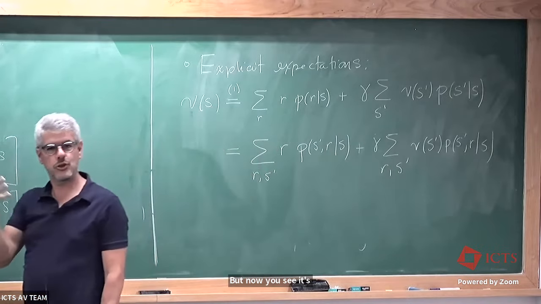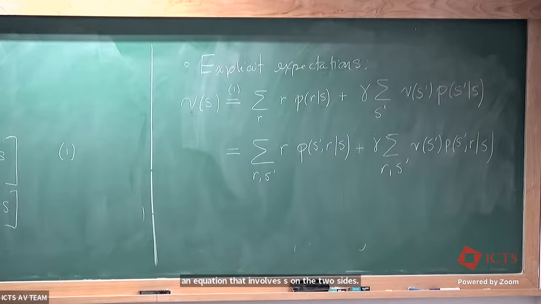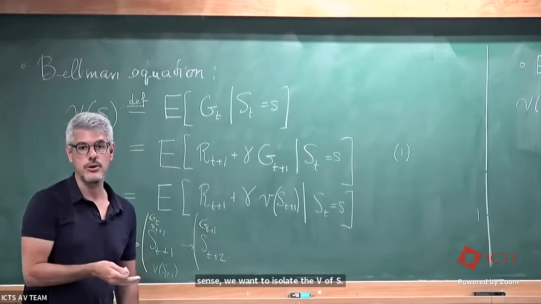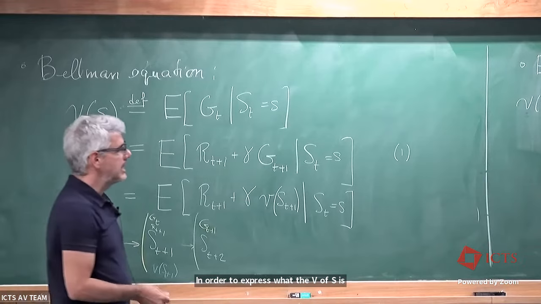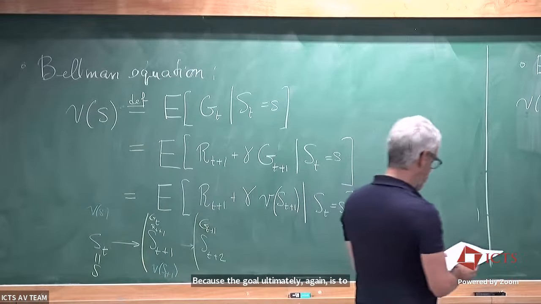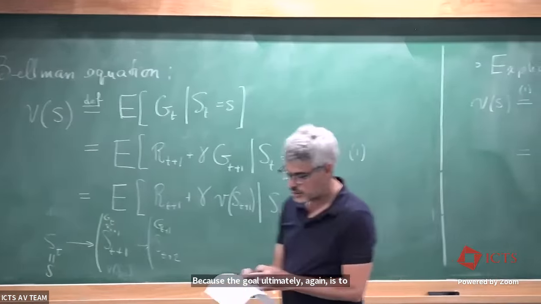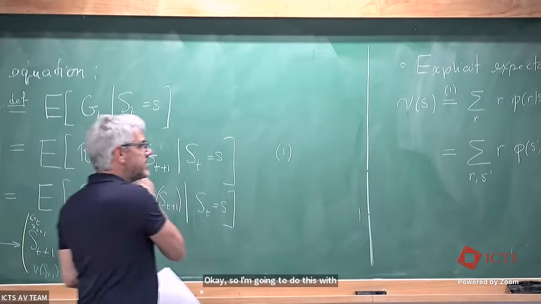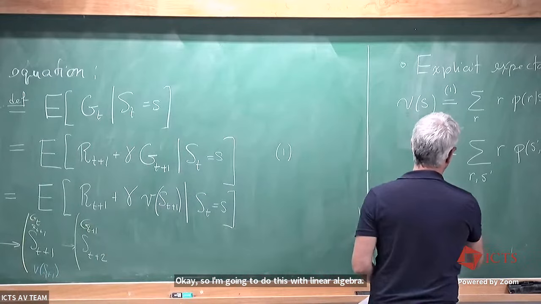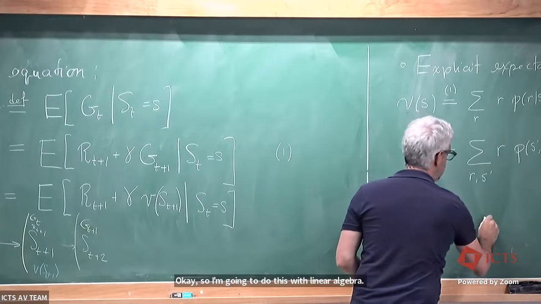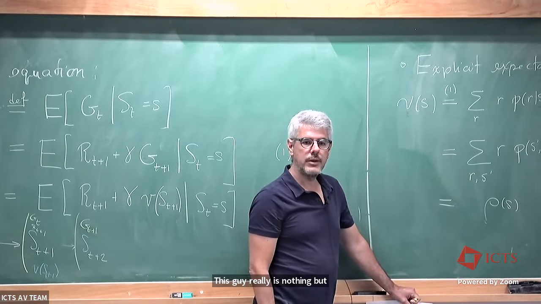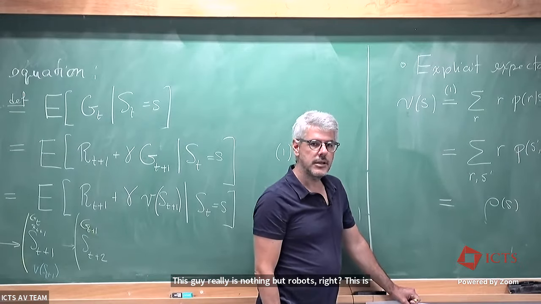So we need to solve for this value V of S. In a sense, we want to isolate V of S in order to express what V of S is in terms of the model, because the goal ultimately, again, is to calculate what the value function is. Okay, so I'm going to do this with linear algebra. The first thing is this guy really is nothing but rho of S, right? This is the expectation of the one-time reward when I start in S.